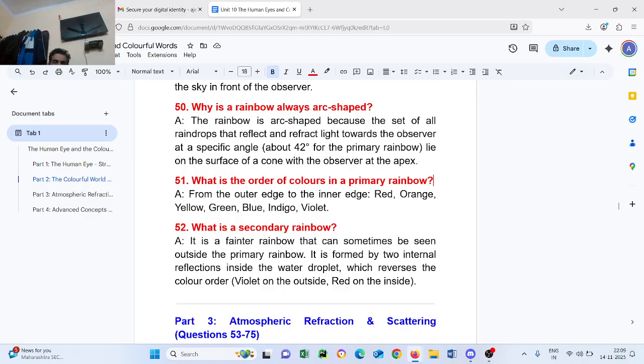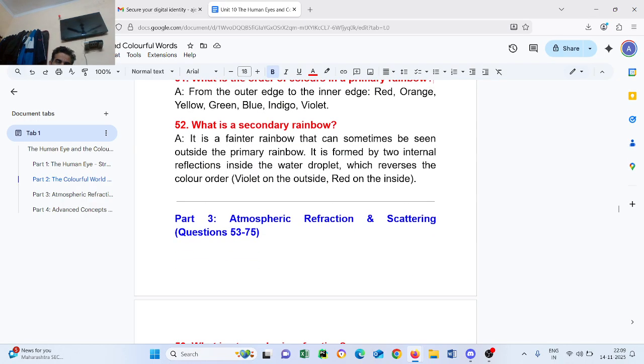Question number 52. What is a secondary rainbow? It is the fainter rainbow that can sometimes be seen outside the primary rainbow. It is formed by two internal reflections inside the water droplet, which reverses the colors, with violet on the outside and red on the inside.